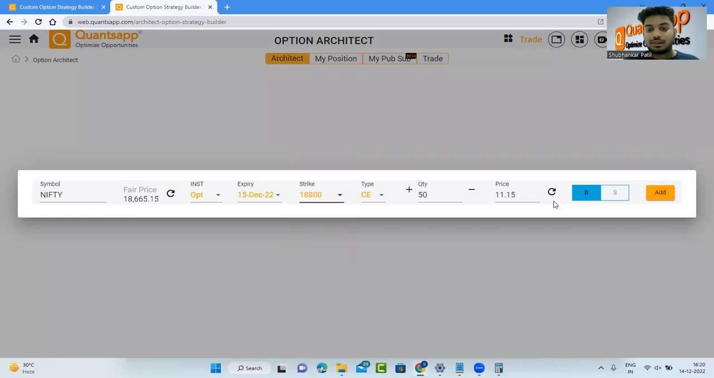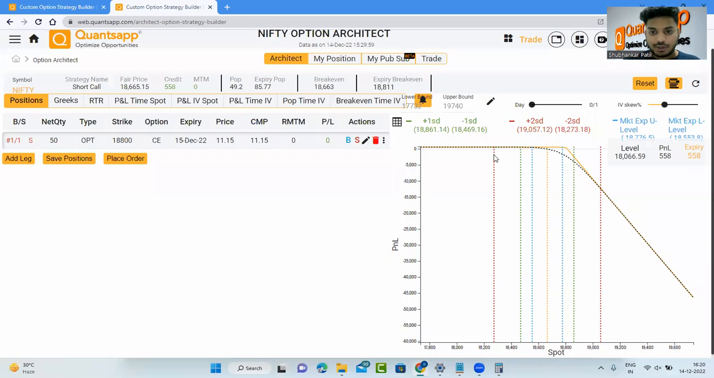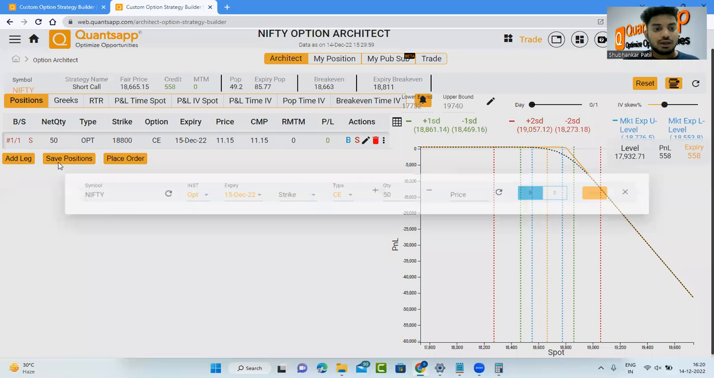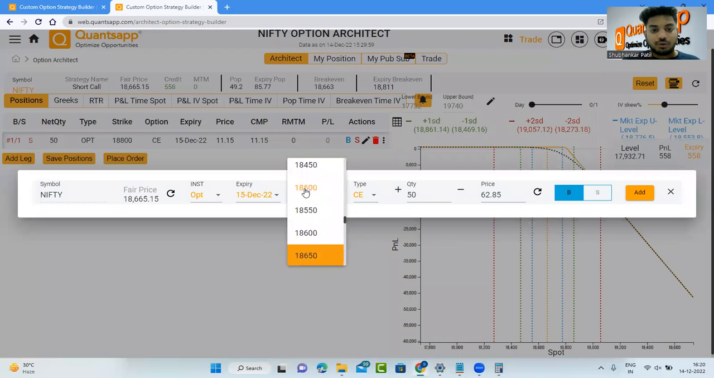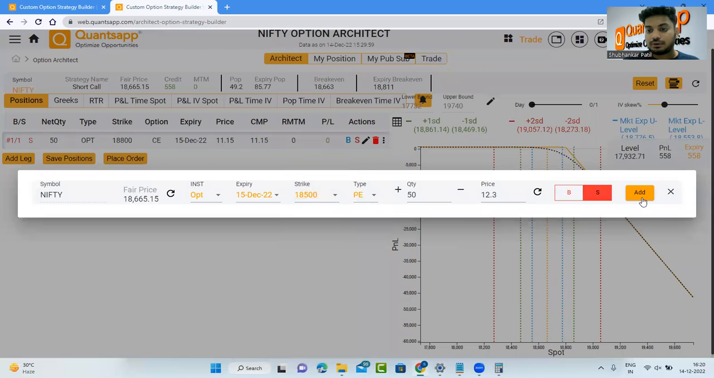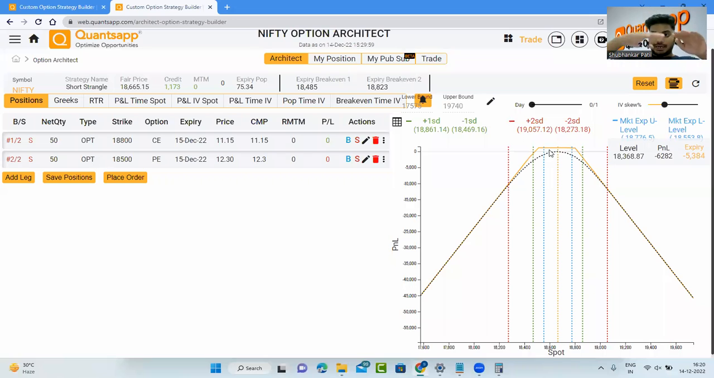Let's say you sell the 18,800 strike price call option, so a short call is created. You add a leg: you sell a put option of 18,500. Now you are getting a much flatter curve. Even if the market spends some time at either of the levels, you will still make some profit.